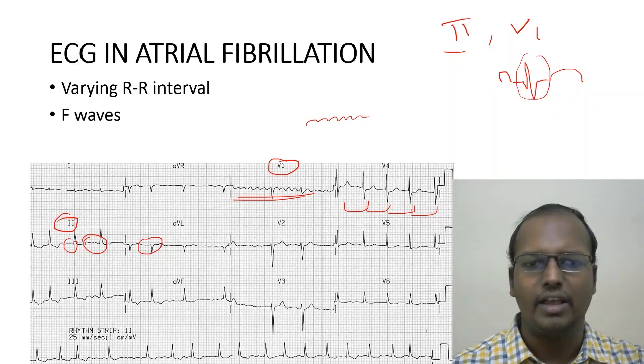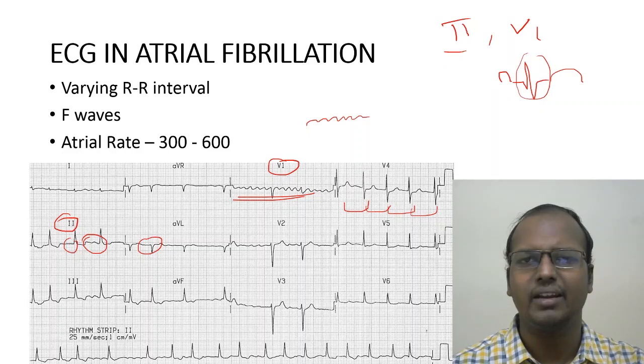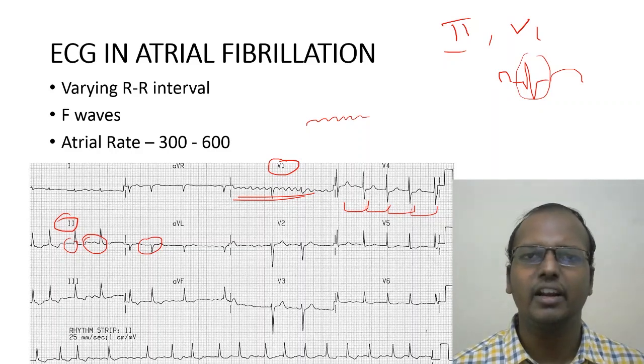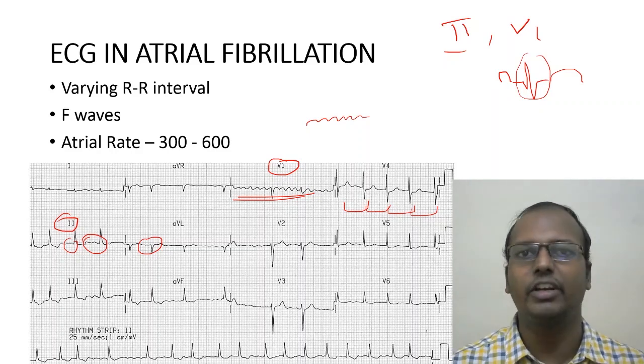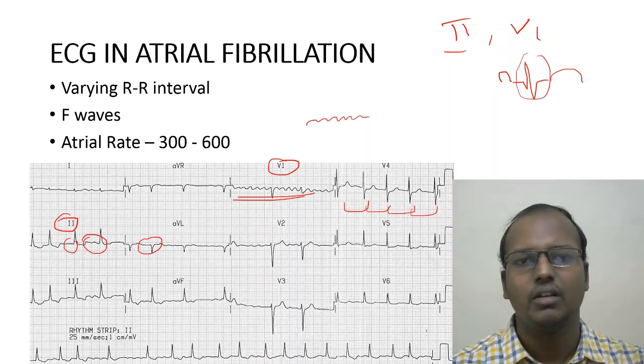Varying RR interval, F waves, then the atrial rate will usually be 300 to 600, a rapid rate. And the ventricular rate will be around 150 to 200. Because the AV node is the speed breaker of the heart, it will not allow all the impulses from the atrium to be carried down into the ventricle. So if it is a fast ventricular response, the ventricular rate will be around 150 to 200. So how will you treat this individual?